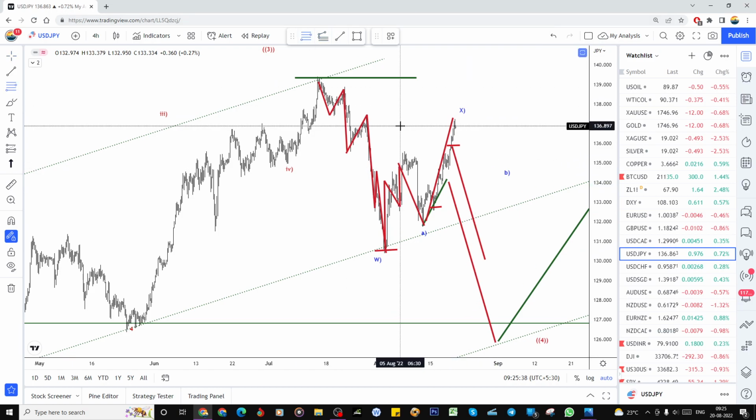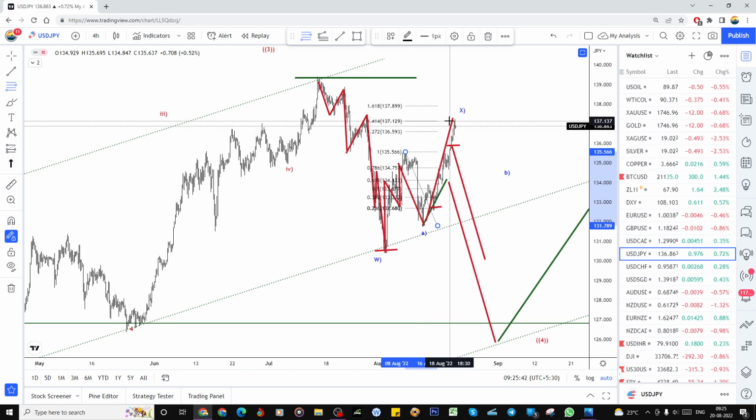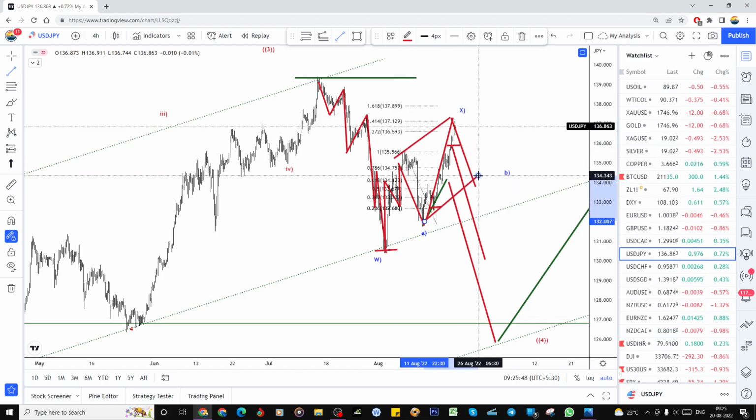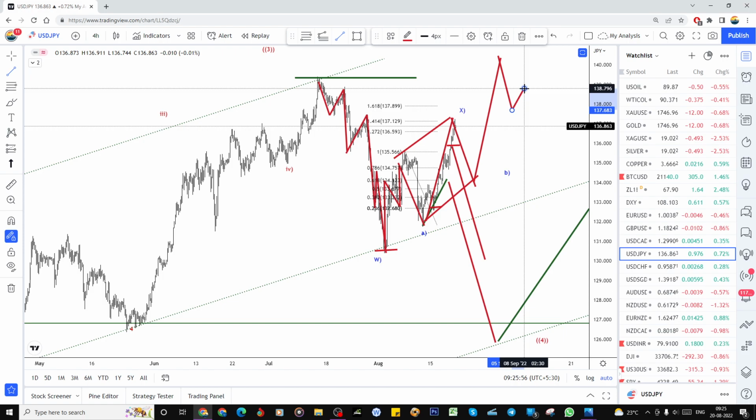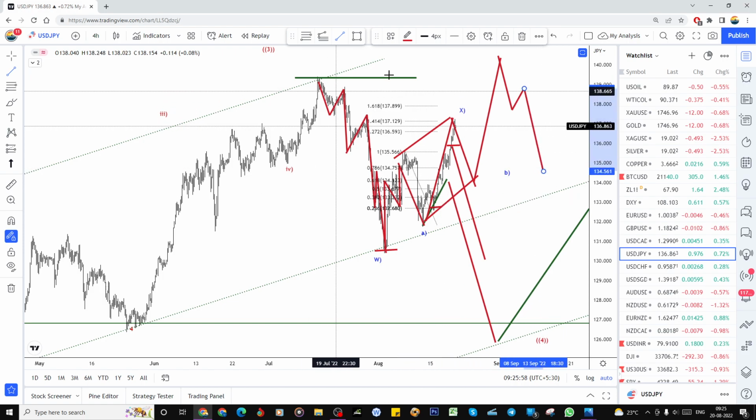So if this is a five-wave structure, right, we can expect one more down also like this, and this could be the correction part, and one more high is also possible to break the high, and then this could be that irregular flat formation, and again we may get like this also. So in the bigger picture, the fourth wave could be a very, very complex correction also.